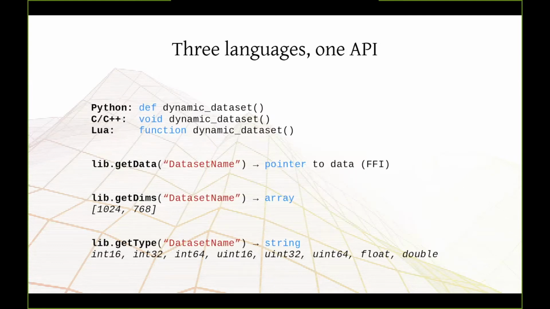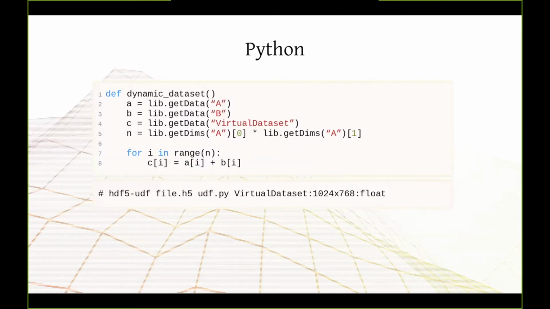We are using, as I've said, 3 languages to enable the users to write UDFs: Python, C, C++, and Lua. And just a single API. We've got basically 3 functions. The first is get data. So given a data set name, it gives you a pointer to that data. Get dimensions, so you've got a list of dimensions, and get type, so you can know which kind of data you're dealing with. And there is a single entry point which returns nothing, gets nothing as input, which is called dynamic data set. Here's an example using Python.